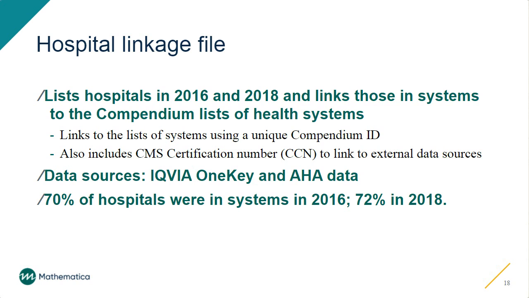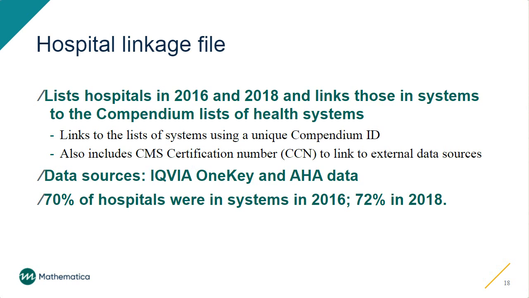So I want to note here that the file includes not just hospitals that are in systems, but also those that are not in systems. So it's all hospitals that are in the data. And it links to the list of systems using a unique compendium ID, which I showed on the previous slide, but I'll also show again in a few slides so you can see that again. And it also includes the CCN, which I'm sure most of you are familiar with, to link to external data sources. So again, that really opens up the range of possibilities of how you can use the data.